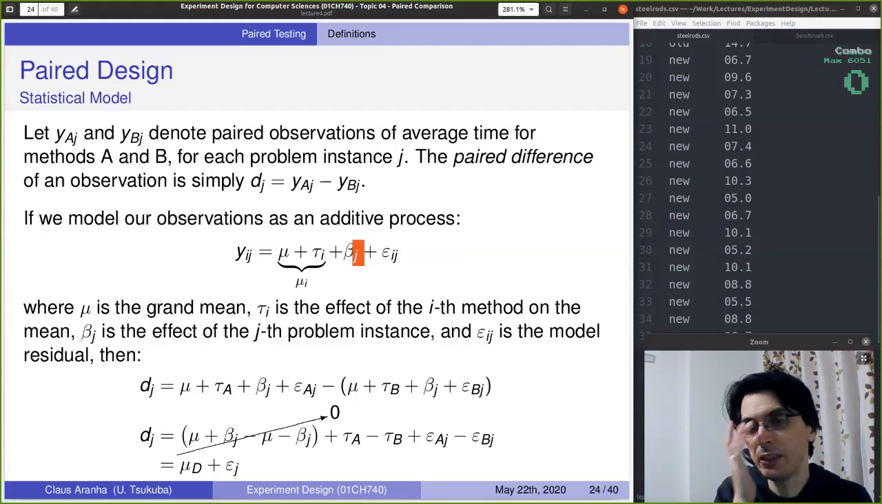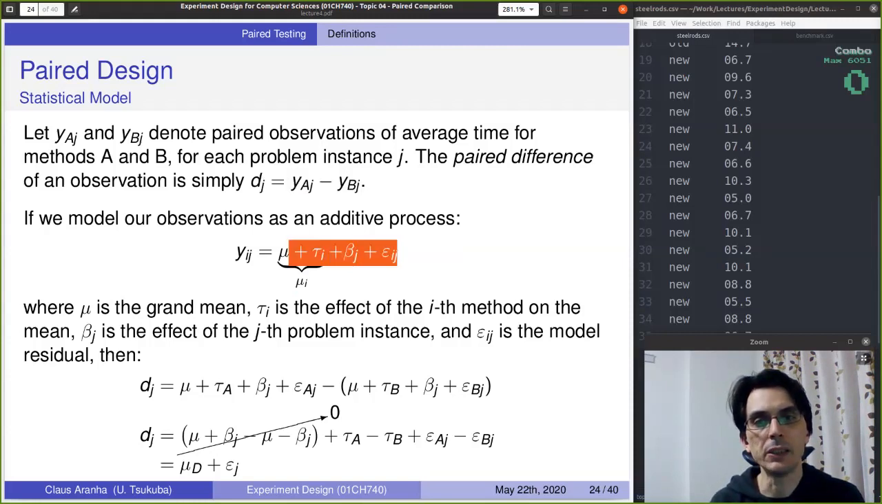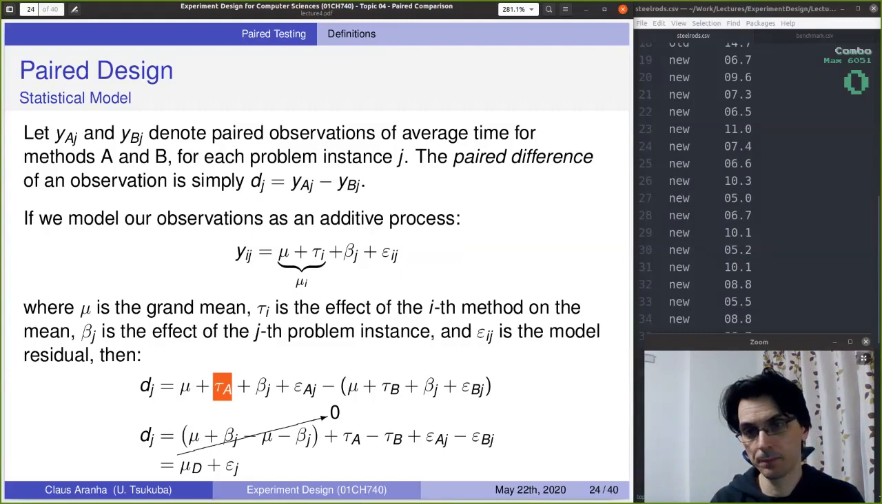So how can we eliminate this? Well, if we think that the difference dj is yij minus ybj, we can replace yij with this. So yij is mu plus tau a, which is the influence of the algorithm, plus bj, which is the difference for the problem, plus epsilon aj. And we subtract from the difference of the algorithm. So it's minus mu, tau b, bj plus eb.